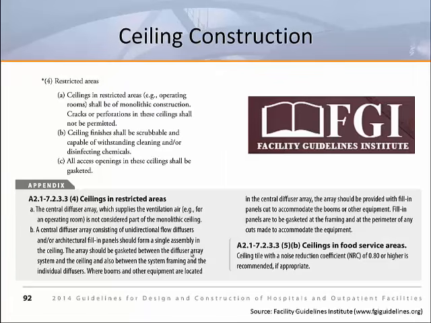The FGI requires that ceilings within restricted areas like operating rooms be of monolithic construction. However, as noted in the appendix shown, the central diffuser array within an operating room is not considered a part of the monolithic ceiling. A single assembly of diffusers, blank-off panels, and accommodations for booms or other equipment can be used in place of monolithic ceiling construction. These systems are commonly referred to as integrated ceiling systems.